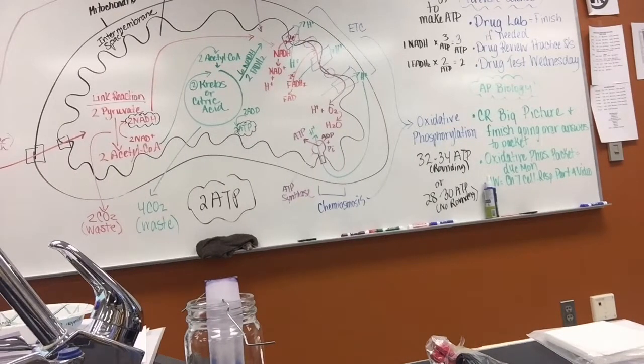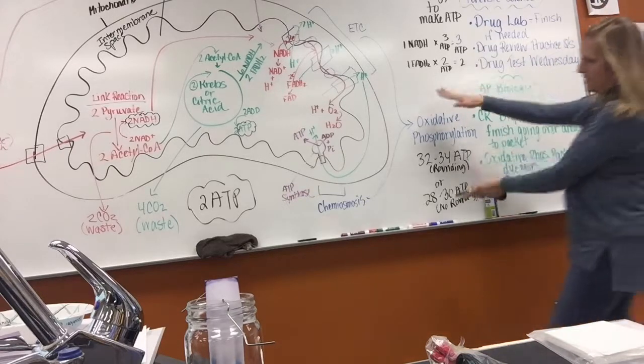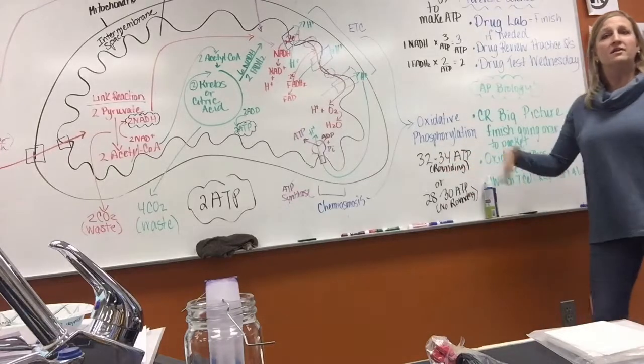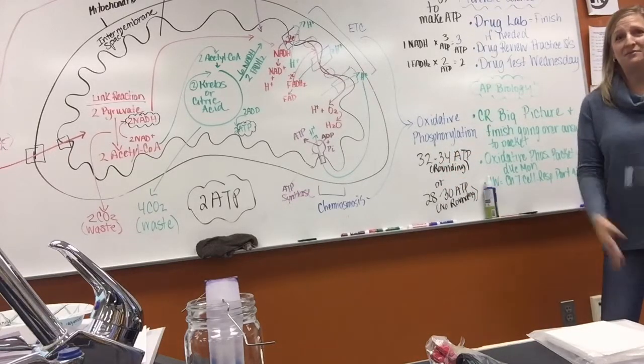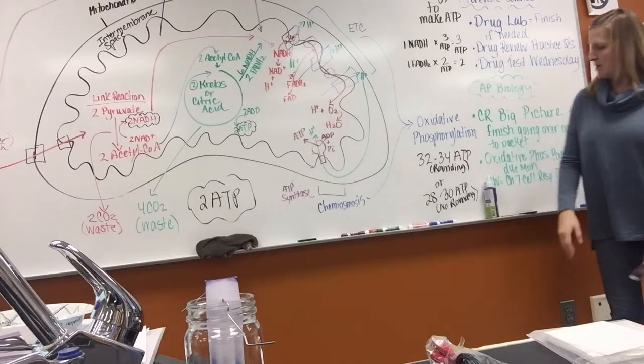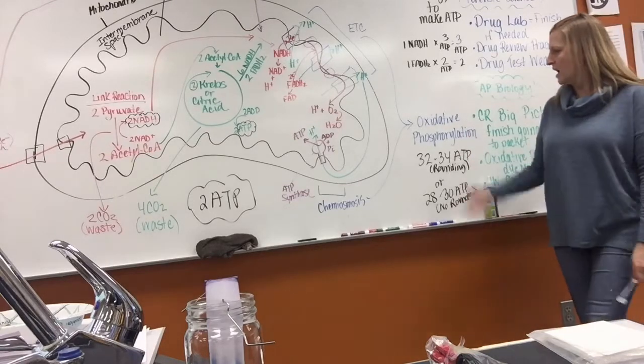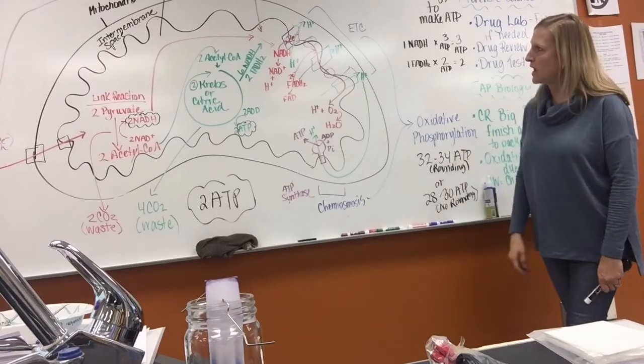I'm not going to ever ask you, and on the AP tests, they're not going to ask you how many ATPs are made by oxidative phosphorylation. You need to understand the big picture. The majority of ATP is made in this process. The number is not even agreed upon among scientists. They're still researching it, all right? Either way, it just depends on if you round it or not, okay?